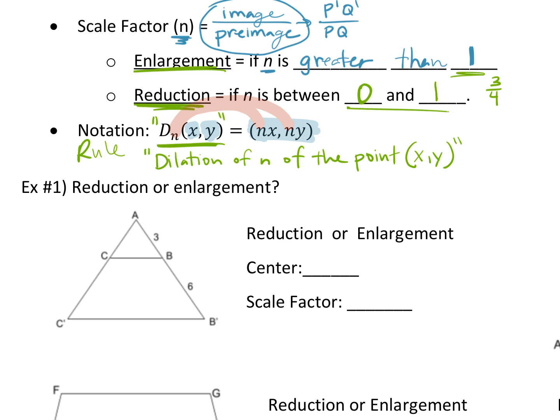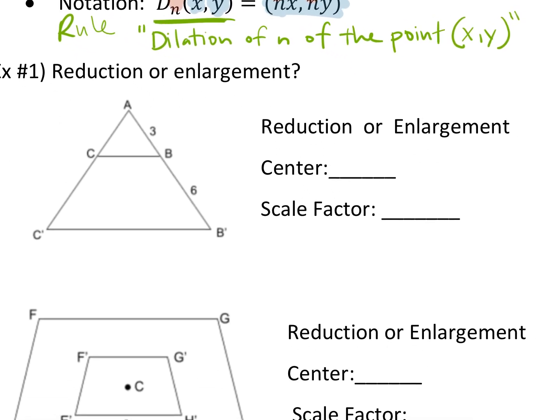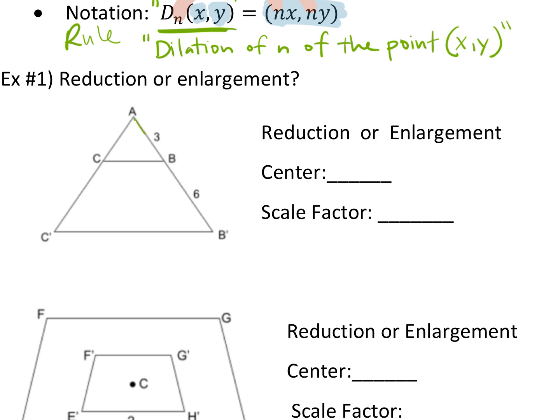Okay, so here's what we're gonna do. You have a figure here, example 1. There is this triangle. I'm doing it in green, right?